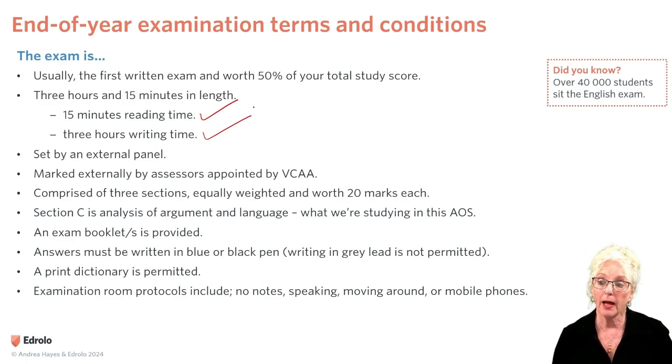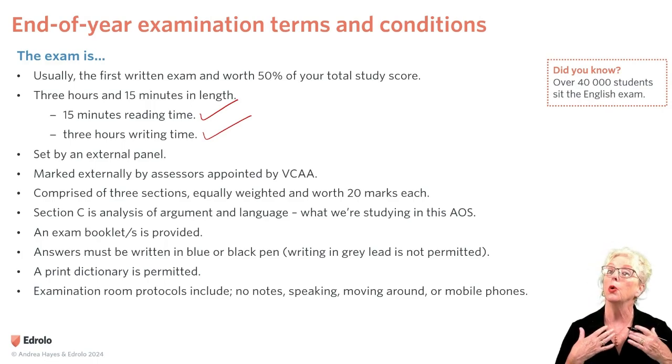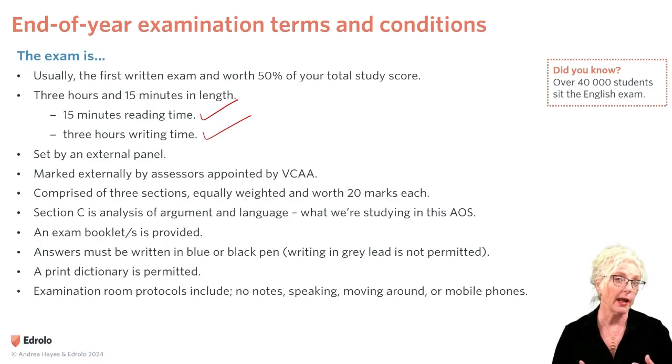It's set by an external panel and it's usually completed in February of the exam year. It's marked externally by assessors appointed by VCAA. So English teachers current and retired have to apply. The exam is comprised of 3 sections. They're equally weighted and they're worth 20 marks each. Section C is analysis of argument and language, what we're studying in this area of study.